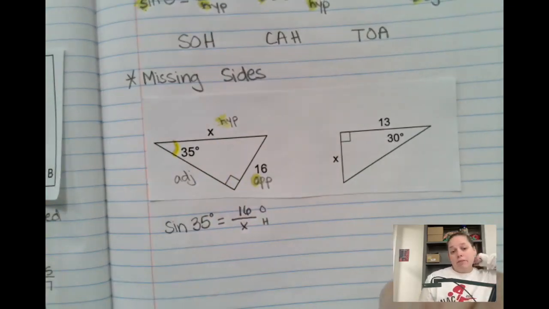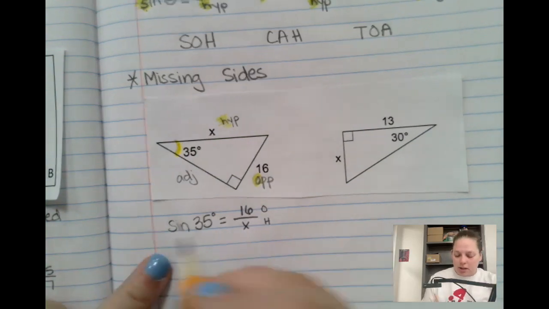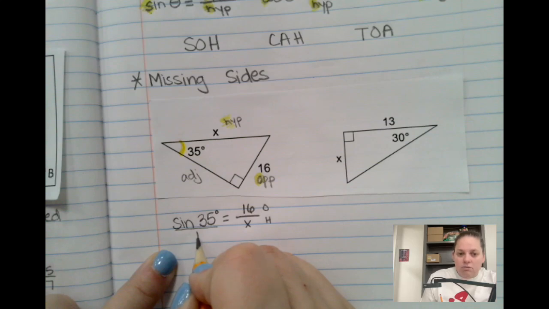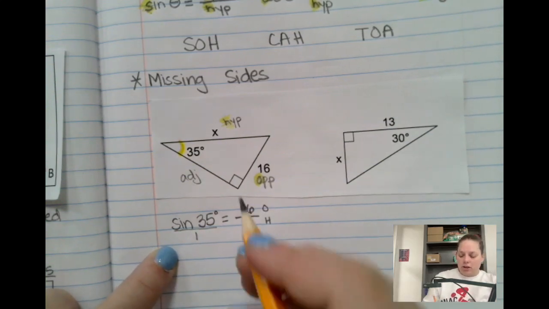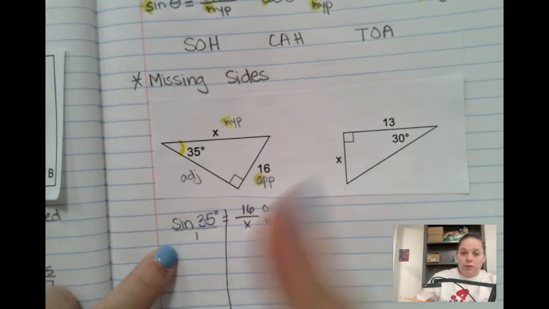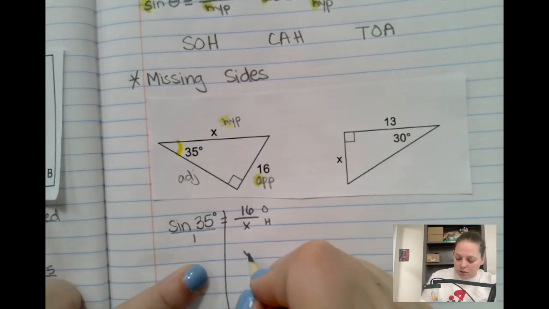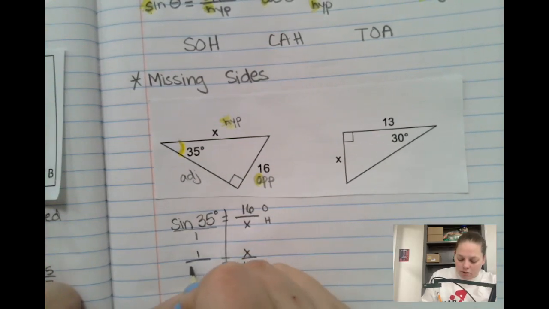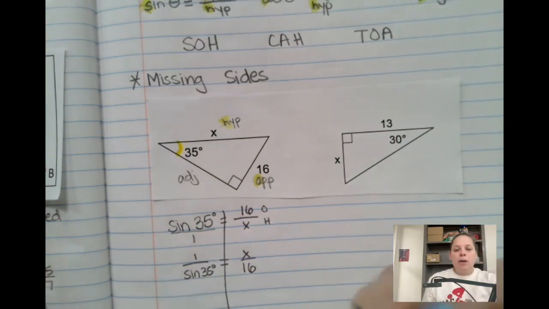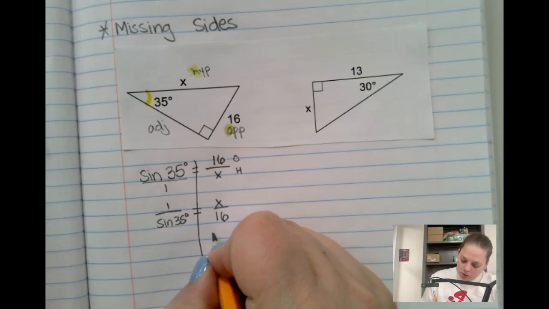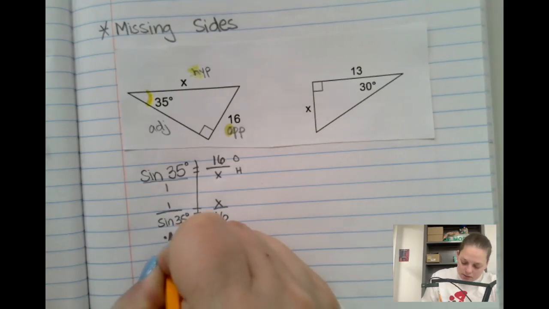And then we need to solve that for x, and we do it just like we did in chapter 7. So I'm going to start by putting this over 1. Remember, anytime we have something without anything, it's over 1. Then to solve it, we're going to flip it. So I'm going to put x over 16 equals 1 over sine of 35 degrees. And then to get x by itself, we undo dividing by 16, so we multiply both sides by 16.